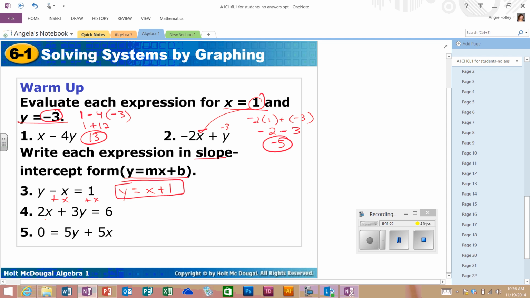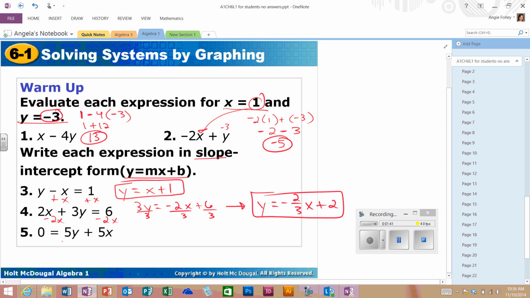For this one, I'm going to move the 2x over. So I get 3y equals -2x plus 6. And then I'm going to divide everything by 3. So I get y equals -2/3 x plus 2.